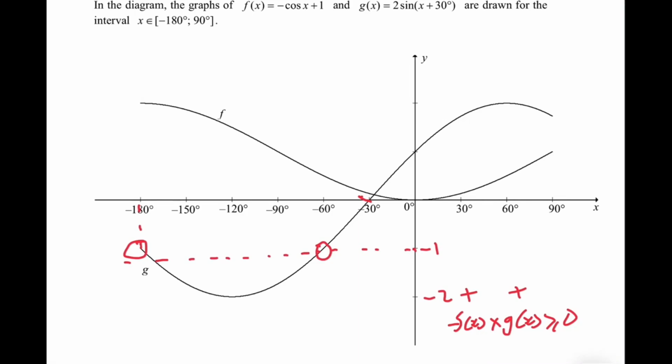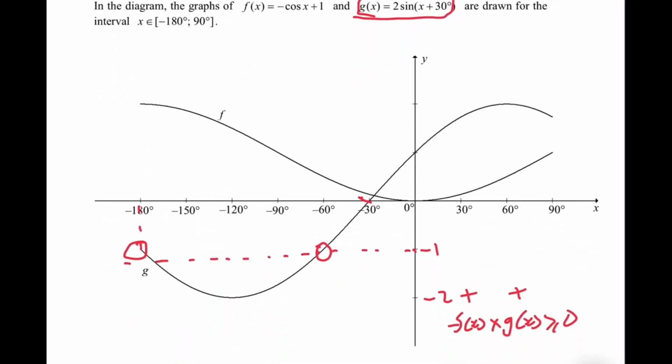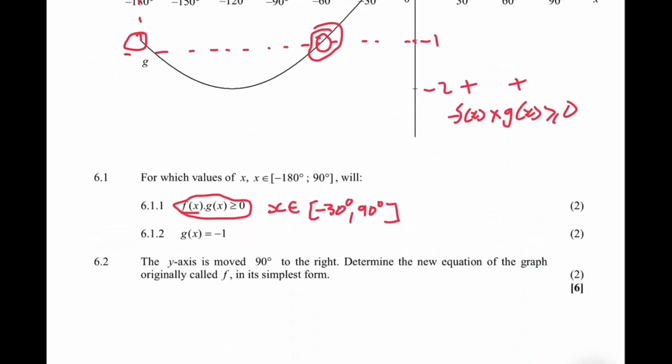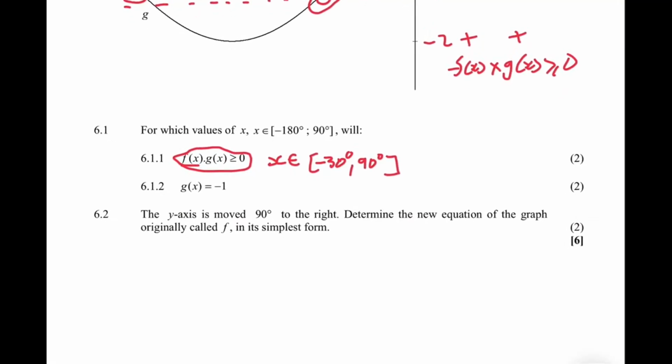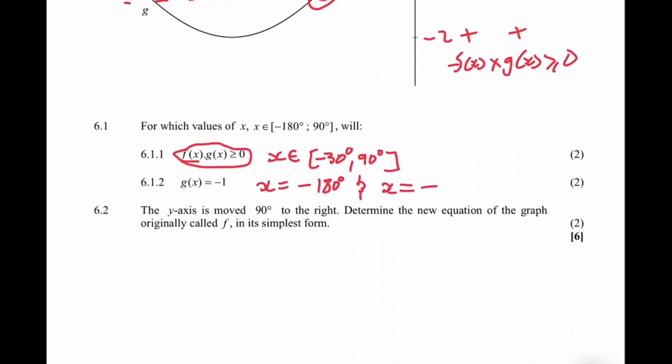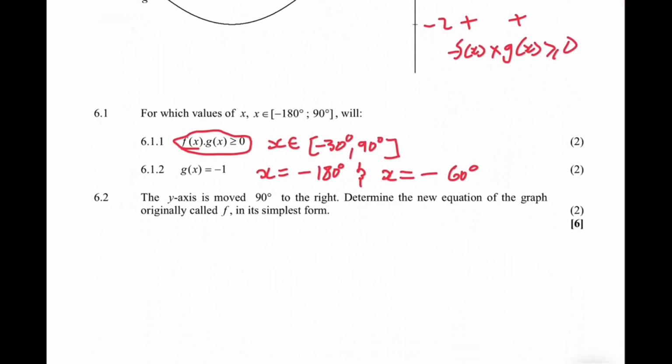What I'm doing here just gives us an idea of where the point we are looking at is. So now you substitute minus 180 into the equation of g of x and see if you get minus 1. And then you substitute minus 60 degrees into the equation of g of x and see if you get minus 1. And that is exactly what I'm getting. So the values of x for which g of x is equal to minus 1 are x equals minus 180 degrees and x equals minus 60 degrees. It's easy to see on the sketch, but you always have to put it in your calculator and check that it is true. So now let's look at 6.2.